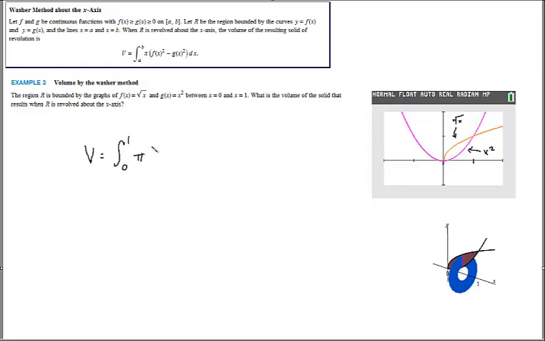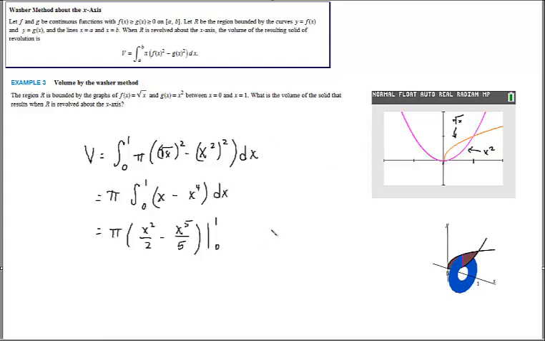But I'll need pi, and then I need the top function. It's not necessarily f, it's the top function minus the bottom function. And the top function in this case is square root x, quantity squared, minus the bottom function, which is x squared quantity squared dx. So I'll do the algebra. Alright, I went ahead and integrated. It's a pretty straightforward example, and when you plug this one in for each of those and then subtract off the 0, you'll end up with 3 pi over 10 as the volume of this solid that is created.